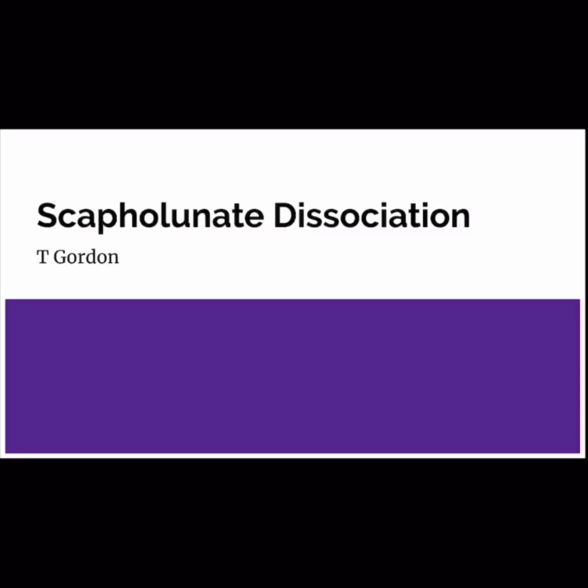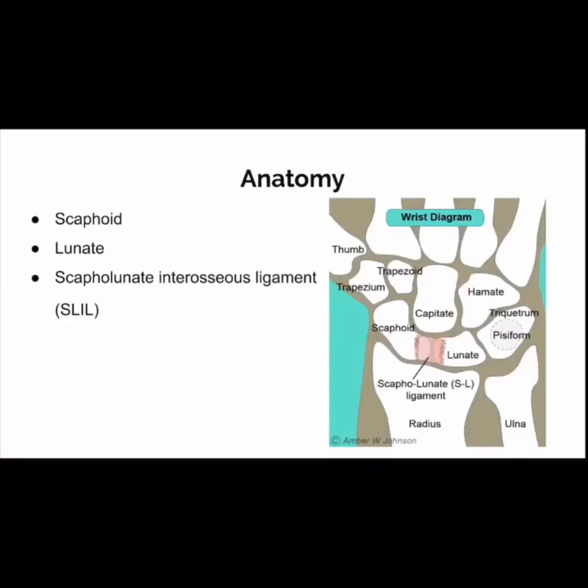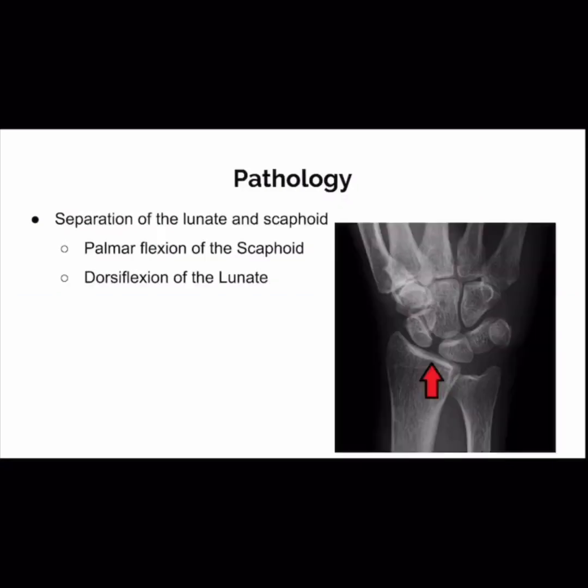Scapholunate dissociation. The anatomy of this injury includes the scaphoid and lunate, as well as the scapholunate interosseous ligament. The pathology of this injury is separation of the lunate and scaphoid. The scaphoid will experience palmar flexion, whereas the lunate will experience dorsiflexion, creating a gap between the two bones, which is displayed to the right.